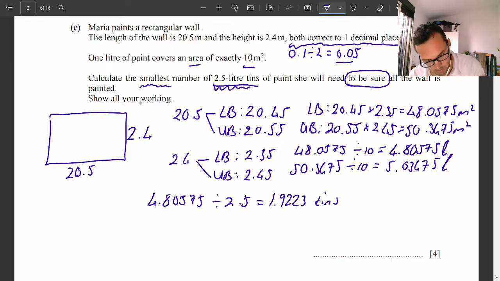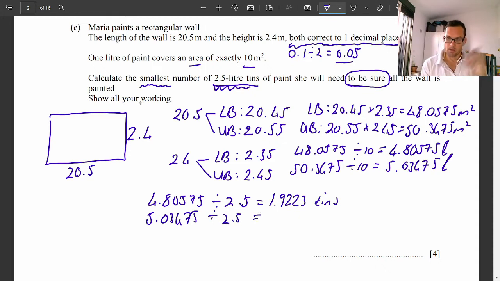So what's the other one? 5.03475 divided by 2.5. So if the wall is the biggest possible value, we're going to need 2.0139 tins of paint. Okay, this is now where we need to think carefully.